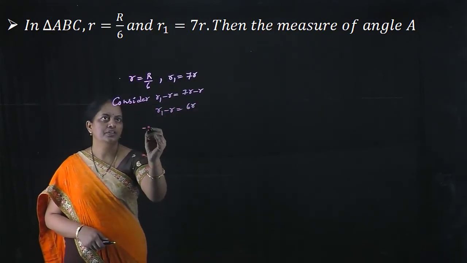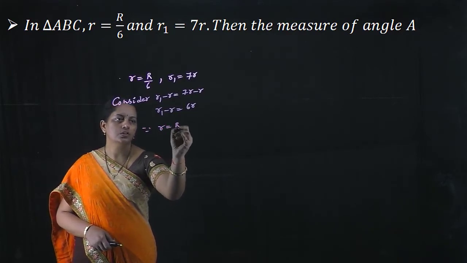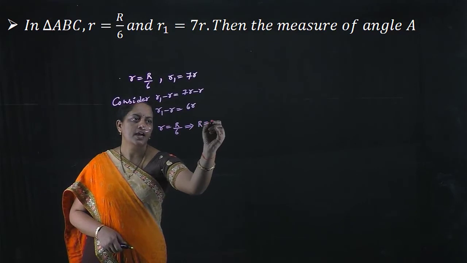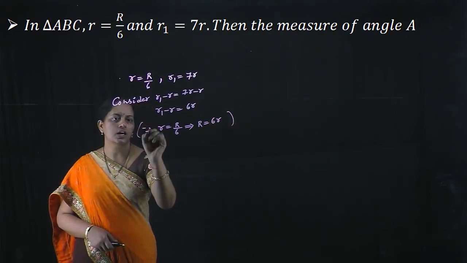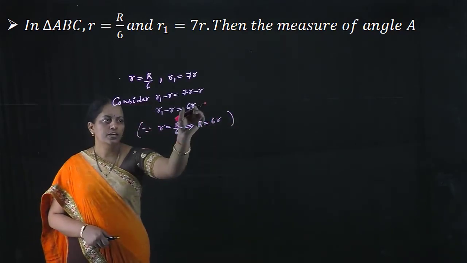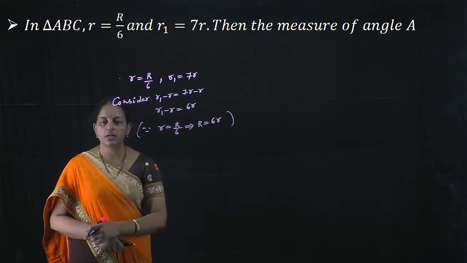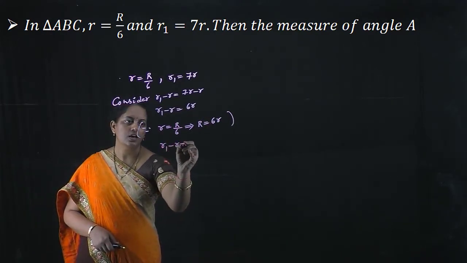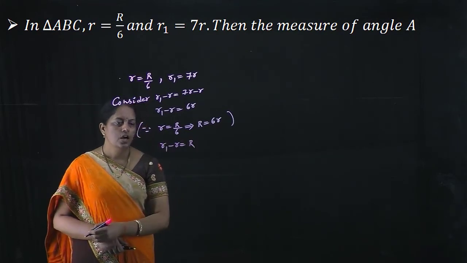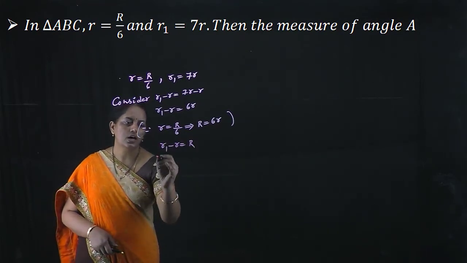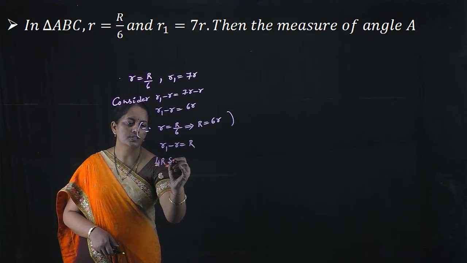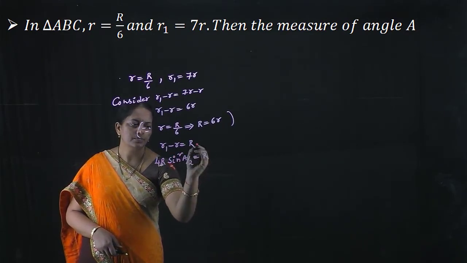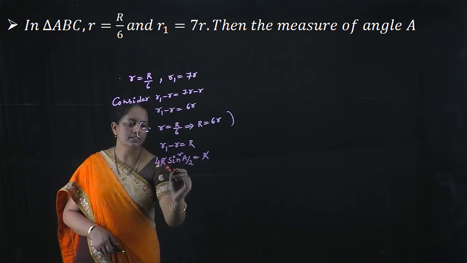Since we are given that small r is equal to capital R by 6, from this we can write capital R is equal to 6r. So replace 6r by capital R. Hence R1 minus R is equal to capital R. And we know that R1 minus R is equal to 4R sin²(A/2). This is equal to capital R. Here capital R gets cancelled.